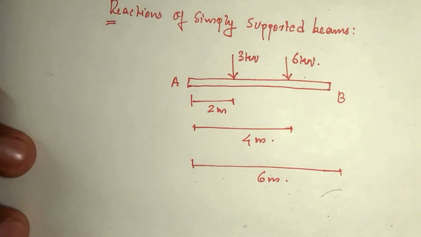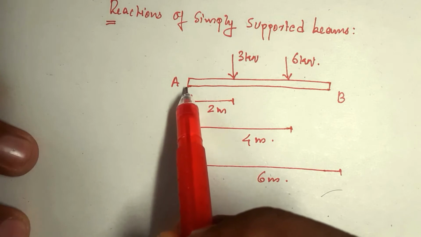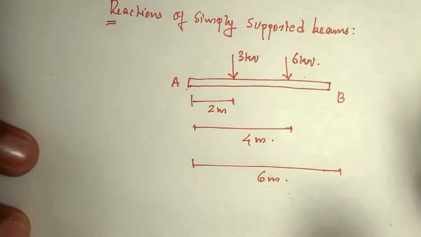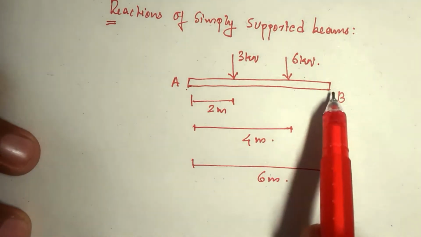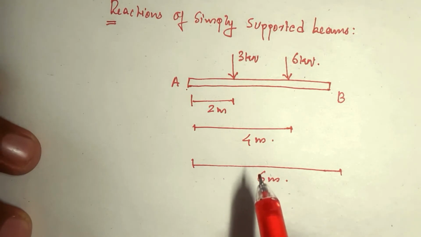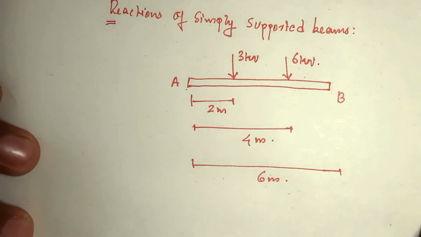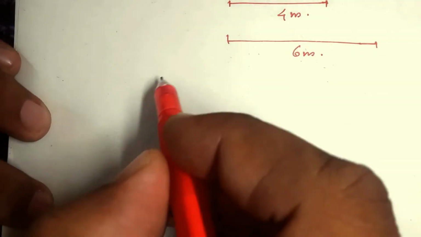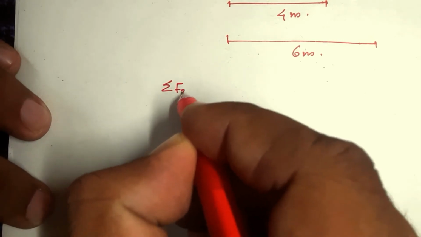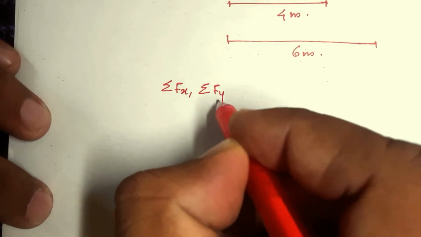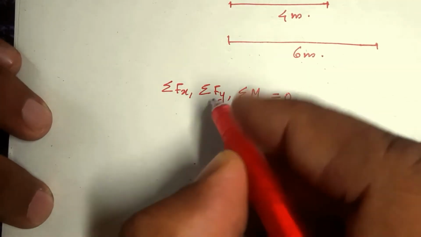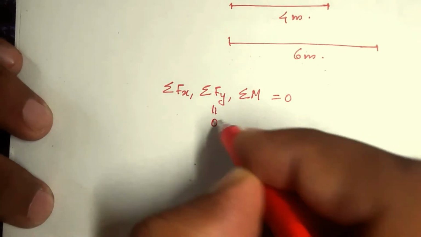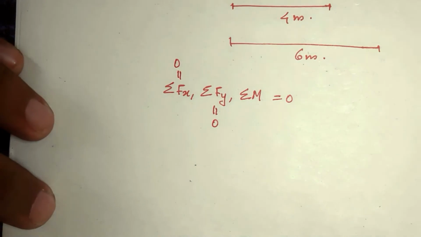So to find reactions at A and B, to find out the forces, we can see that there are fundamentally three equations that we use to find out the force equilibrium in a problem. So what are these equations? Let's write it down fundamentally. So that are sigma Fx, sigma Fy, sigma M, all should be equal to 0.